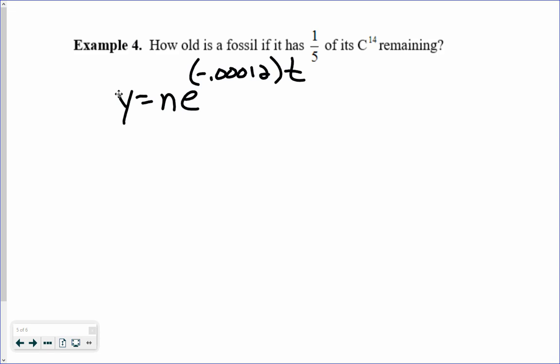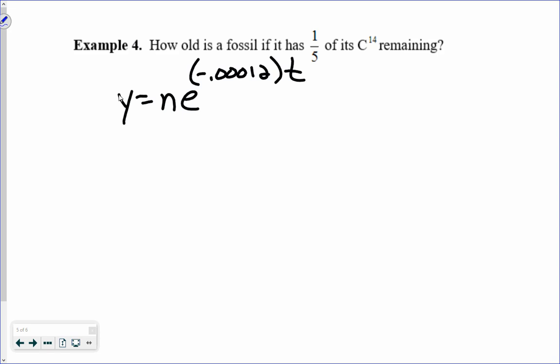So 1/5 of it remaining. We could make a guess. Because if a half-life's 5,760, to do that twice would get me into about the 11,000 range, right? Which would be a quarter, though. A half and a half would be a quarter, right? We have 1/5.